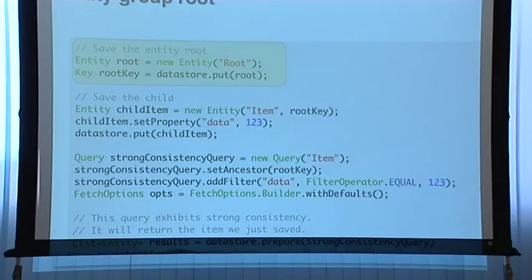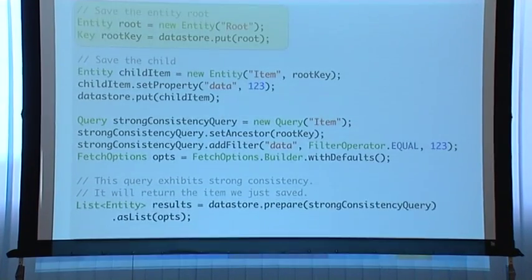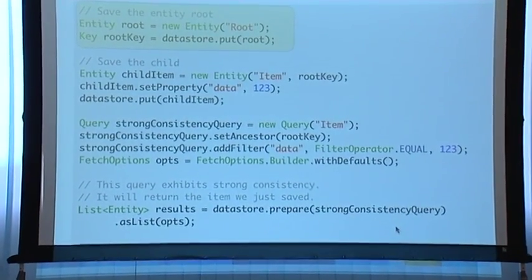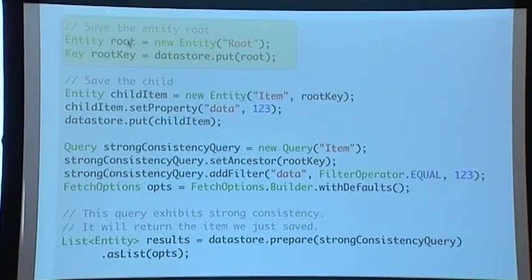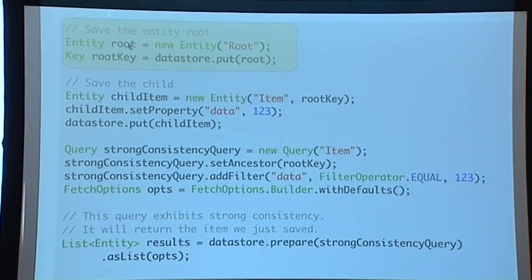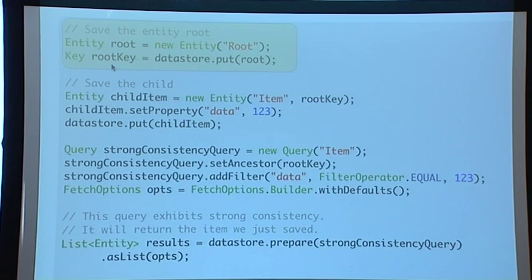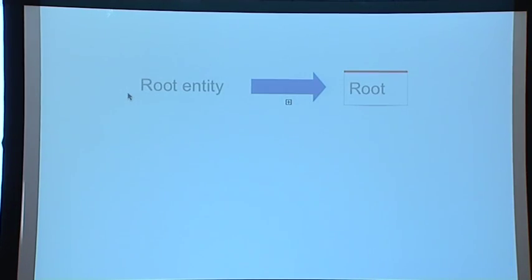How do you create an entity group? Let's just walk through a little bit of code that shows how. First, we create a root called root. It could be called anything, could be called parent. And we write it out. And we also save its key. And so this is the picture of what we did. We just wrote an entity out. It's just an entity on its own.